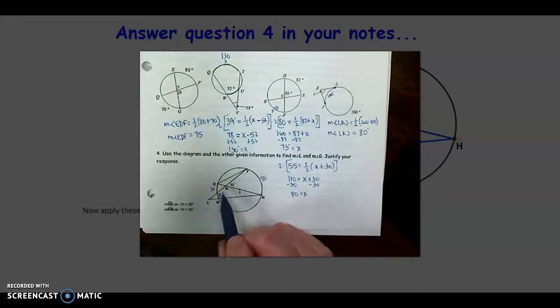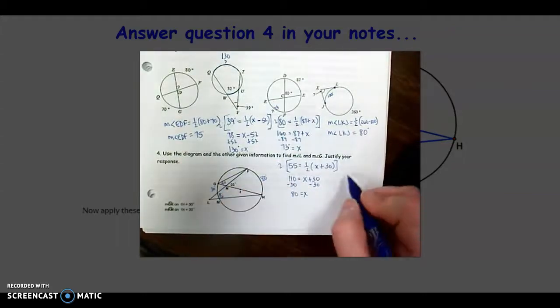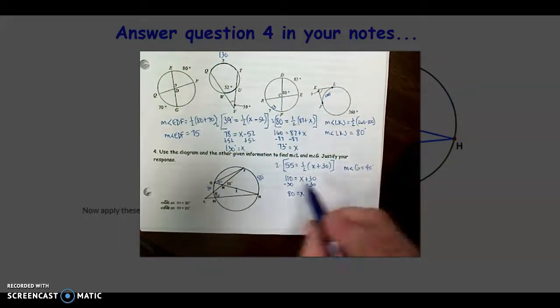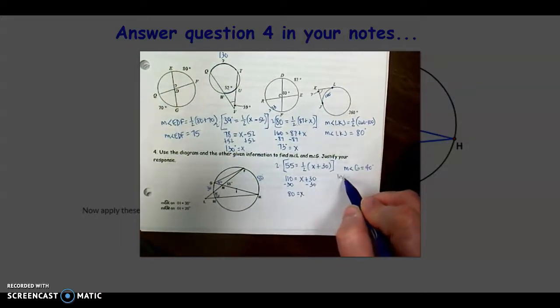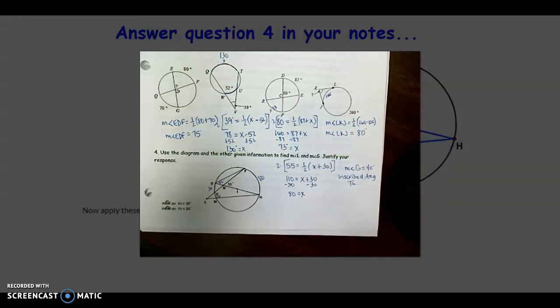So now I know the measure of angle G. The measure of angle G is an inscribed angle. It is half of its arc, and so half of 80 would be 40 degrees. So the measure of angle G is 40 degrees. And the reason for that is the inscribed angle theorem. It is half of its intercepted arc.